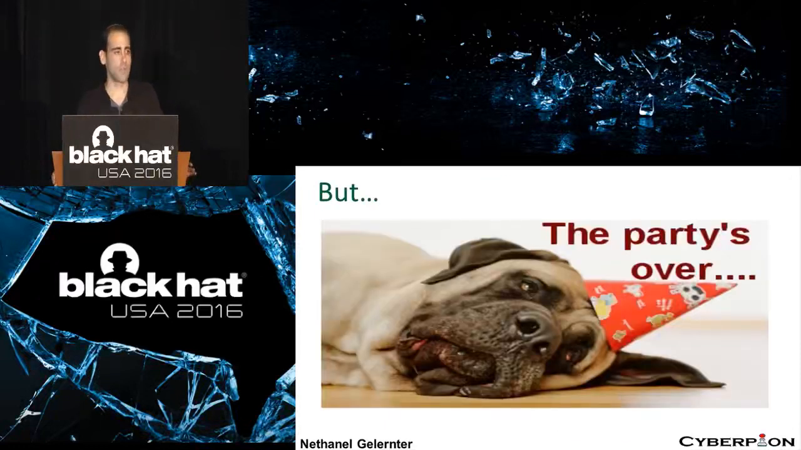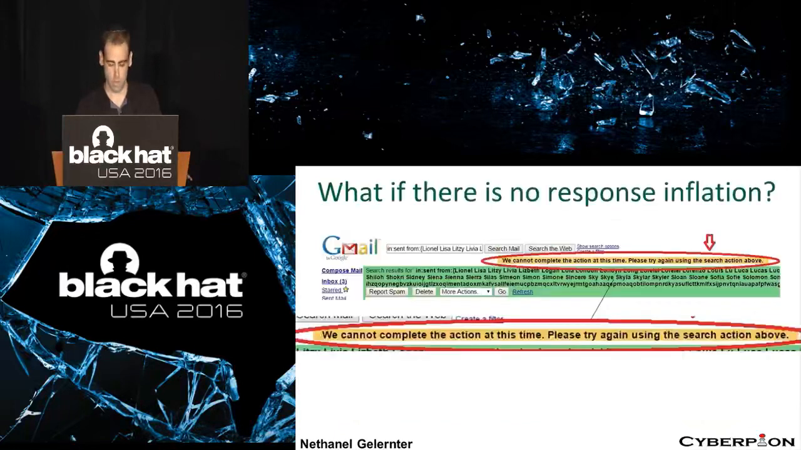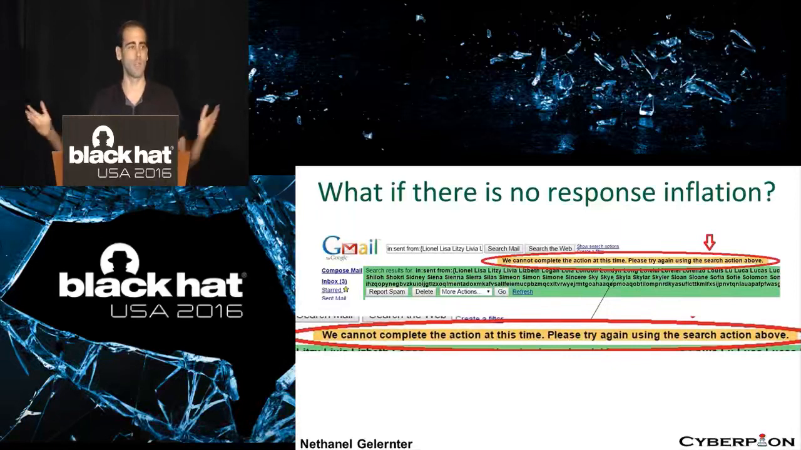So response inflation is really great, but it seems that, at least in some cases, the party is over. For example, Gmail just blocked the option to send cross-site search requests in the HTML view, so we can't just use the response inflation technique on Gmail, which is pretty bad. And the challenge of this talk is, what can attackers do when the original cross-site search attacks using response inflation are impossible?